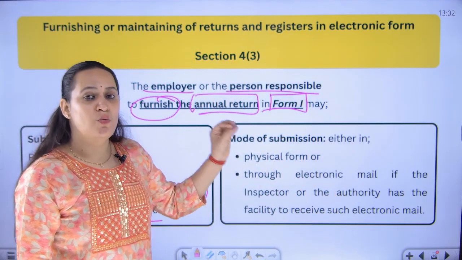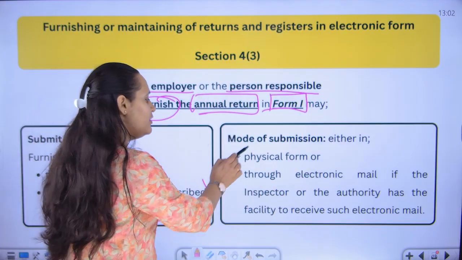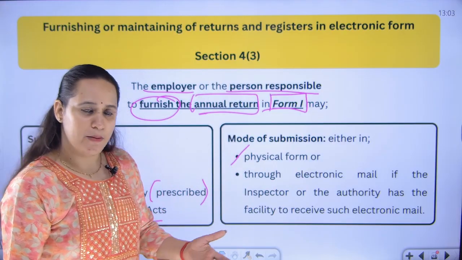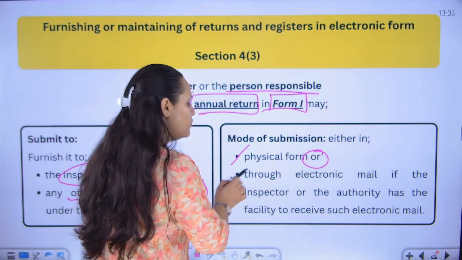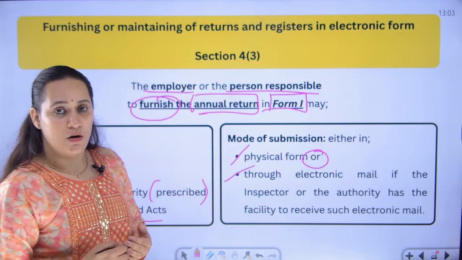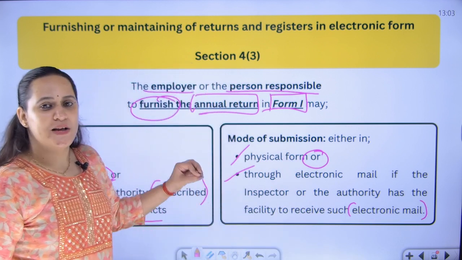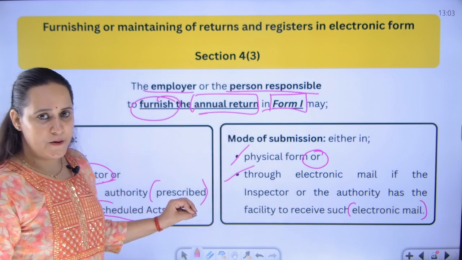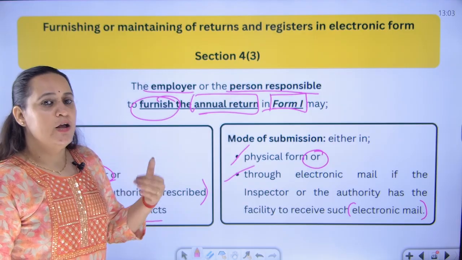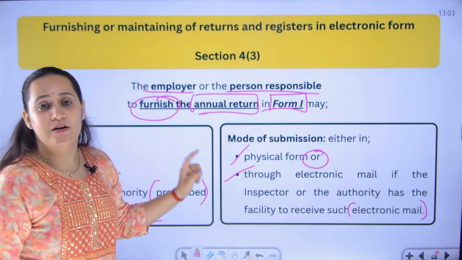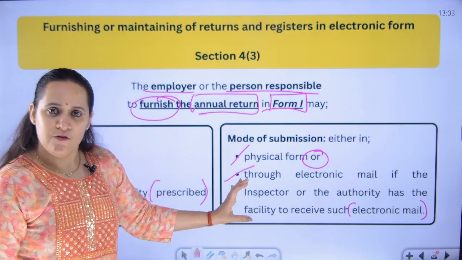Again, for annual filings, the mode of submission can either be physical, where you go to the labor office and do the submission, or it can also be filed in an electronic form, where an email can be sent to the designated email ID of the inspector or whichever is the contact person. The email ID will be provided. You can send your returns in Form 1 through email to the respective authorities.